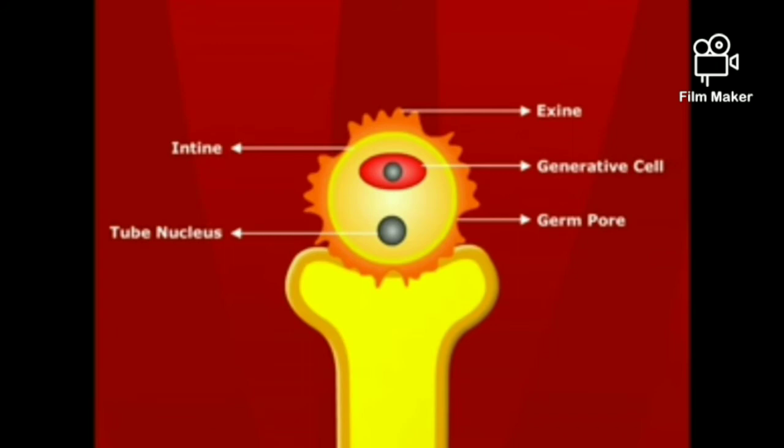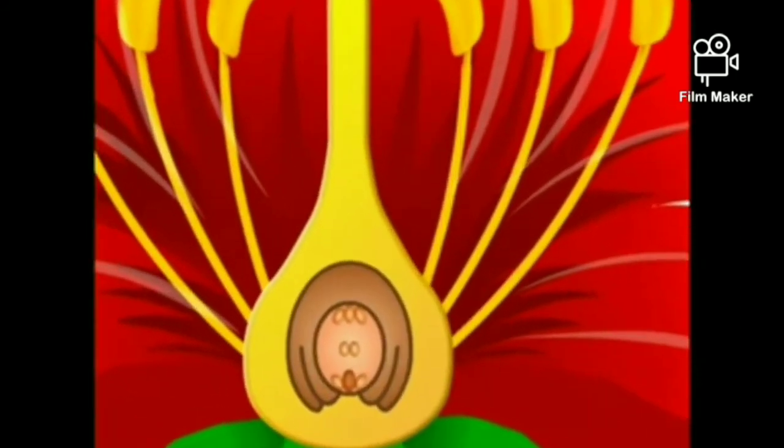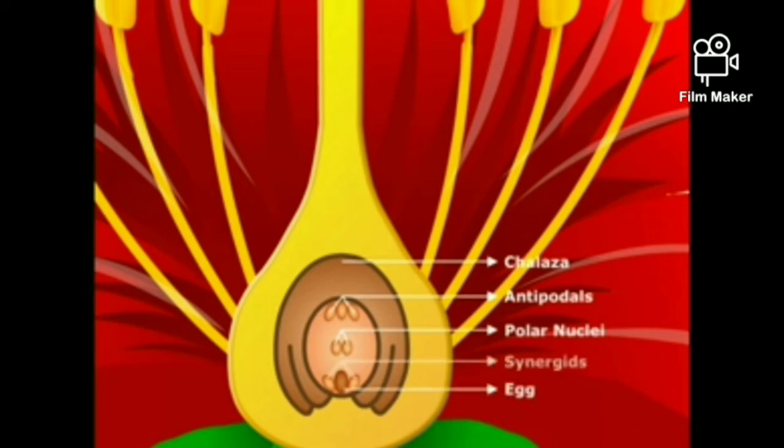The embryo sac has three cells toward the chalaza. These cells are known as antipodals. There are two nuclei in the middle called polar nuclei. There are three cells toward the micropyle. The larger cell is known as an egg. Two smaller cells are called synergids.